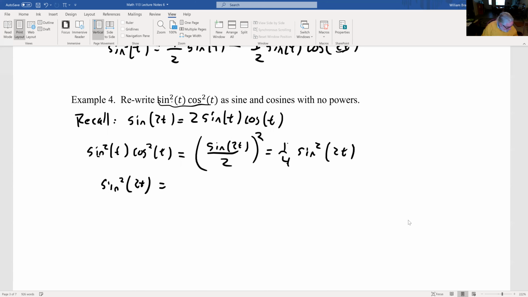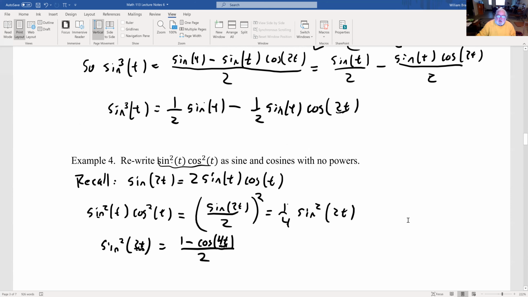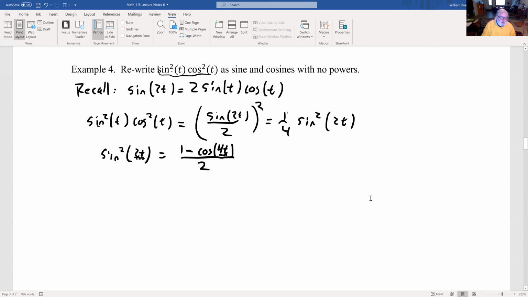is, using the double angle formula, sine squared of t is 1 minus cosine of 4t over 2. So why the 4t? Well, the power reduction formula says take the angle that you have here and double it. So if our angle is 2t, doubling it gives us 4t. In the previous problem, our angle was t, and when we doubled that, we got a 2t. So how do we finish this problem off?